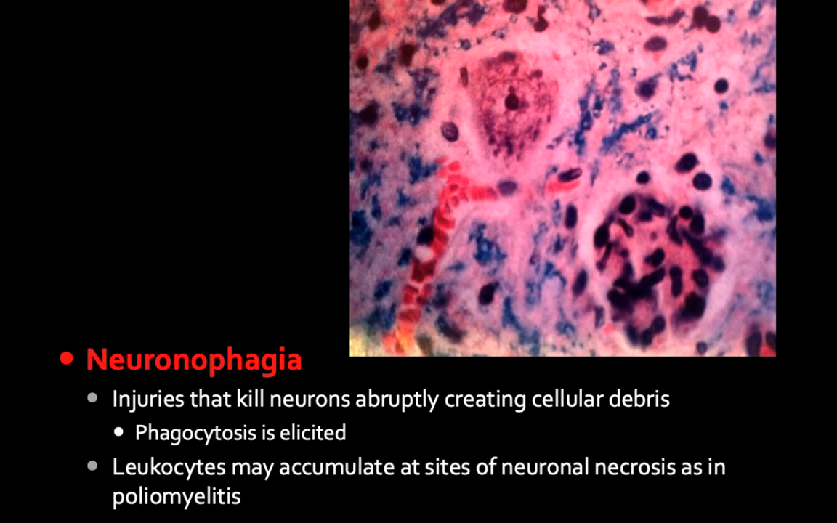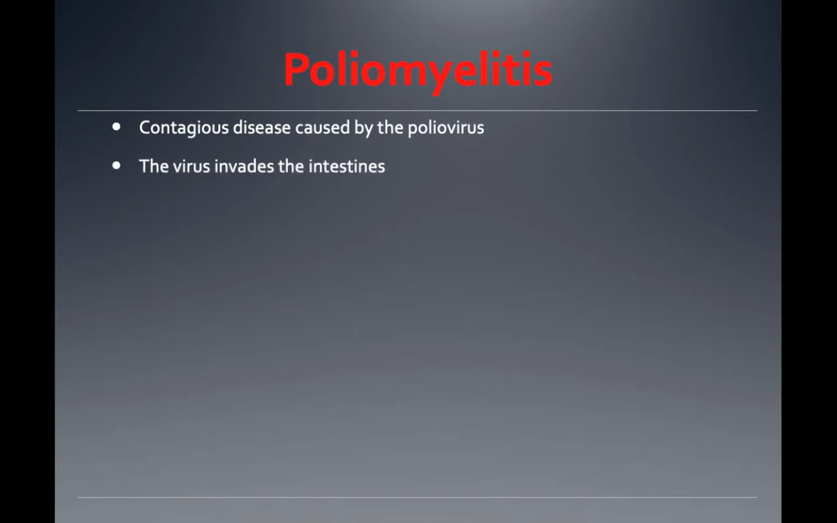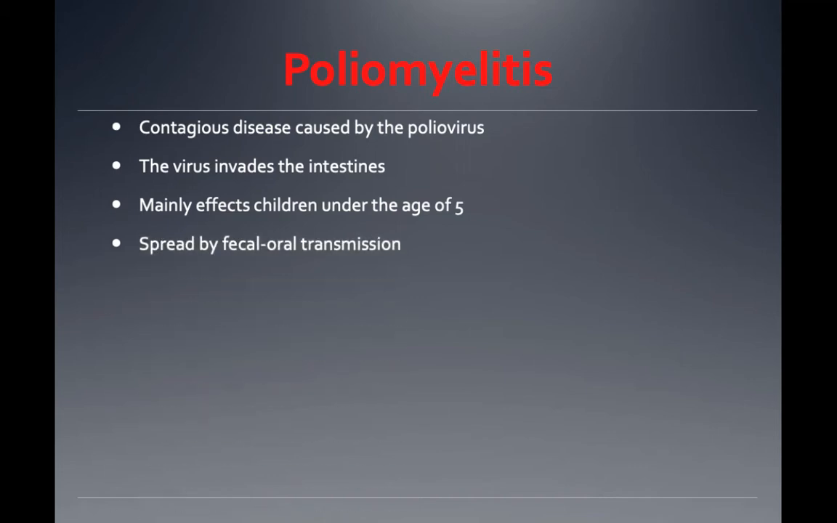So we have that phagocytosis going on, and then you can even have leukocytes that come in and accumulate because you have all this necrosis of the neurons occurring in some disease states like poliomyelitis. Poliomyelitis is a very contagious disease. It's caused by the polio virus, which is an enterovirus, and that means that the virus invades the body through the intestines. It mostly affects children about 5 years of age and under, and it spreads by fecal-oral transmission. Unfortunately, what that means is feces gets onto food or into water, and then you get this.